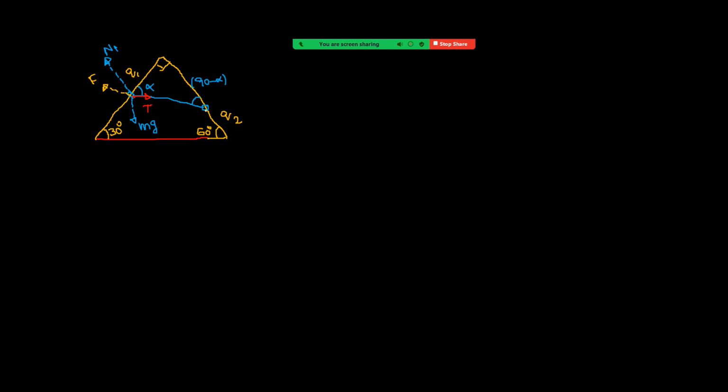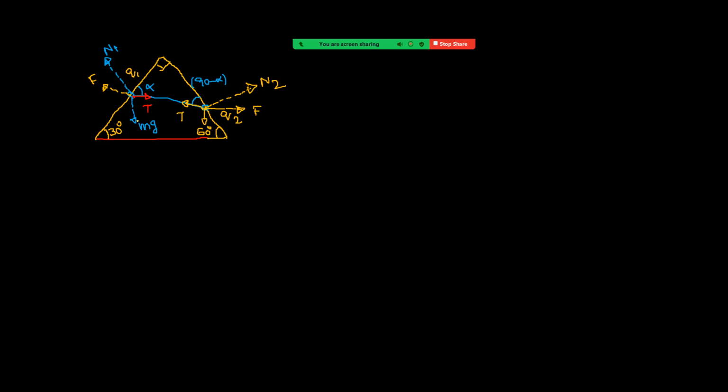Right. Now see the second bead. Normal reaction, take it as N2, mg downwards. Tension is T, and the repulsive force again along the string length, that is F.